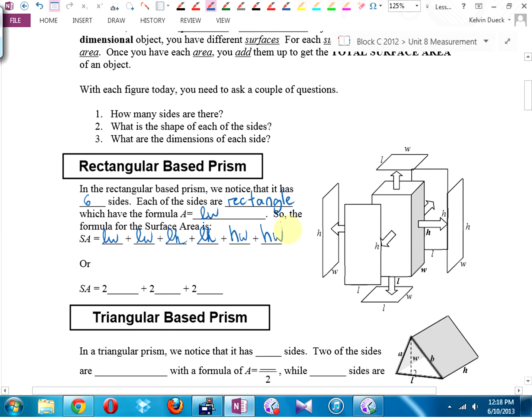And you'll notice we can gather some like terms. How many LWs are there actually? Let's go 2LW plus, how many LHs are there? 2LH plus 2, how many HWs are there? Is that what it says on your formula sheet? No. Go look.